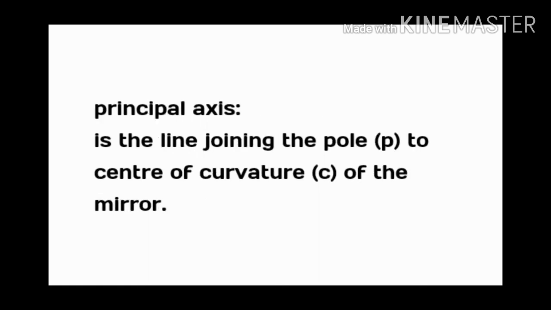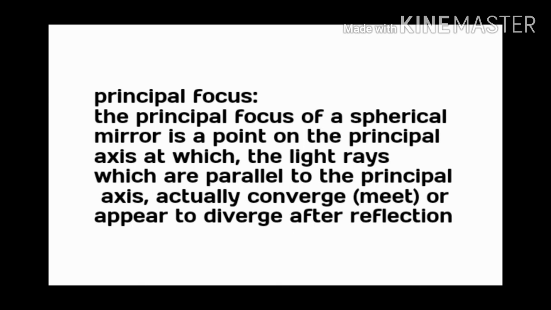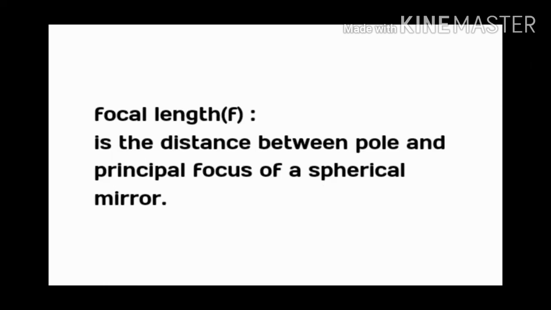Then we mentioned the principal axis. It is a straight line passing through the center of curvature and pole of the spherical mirror. Then the important term, principal focus. It is the point on the principal axis at which parallel light rays converge or seem to diverge after reflection. Capital F is the notation. And last we mentioned focal length, the distance between the principal focus and the pole. The notation used is small letter f.